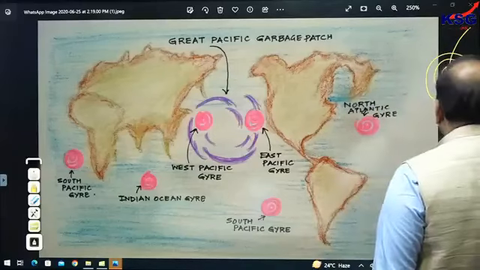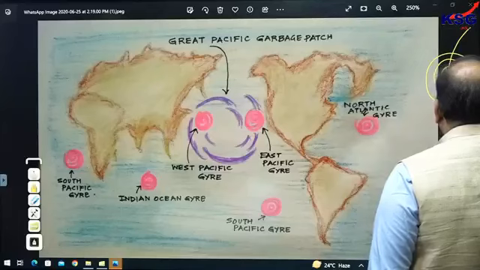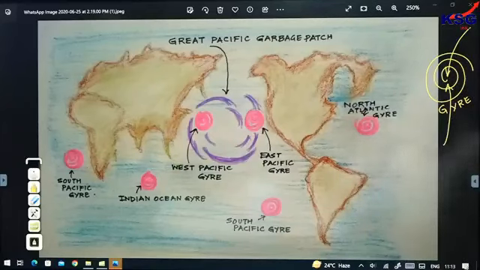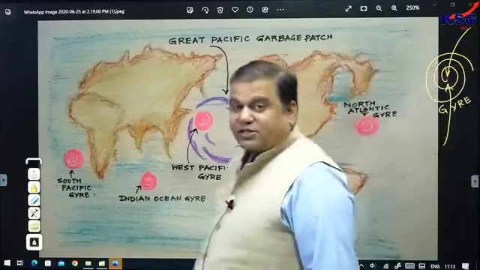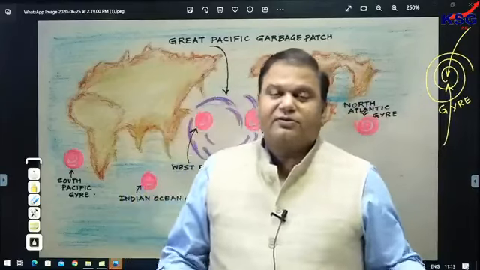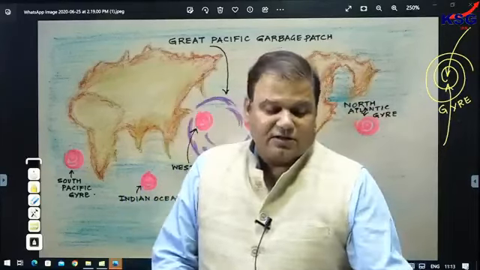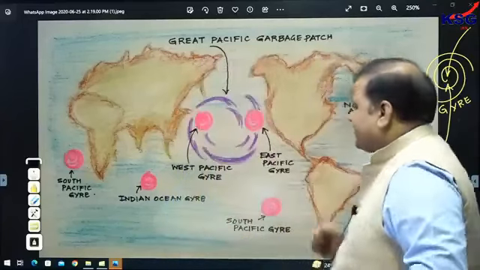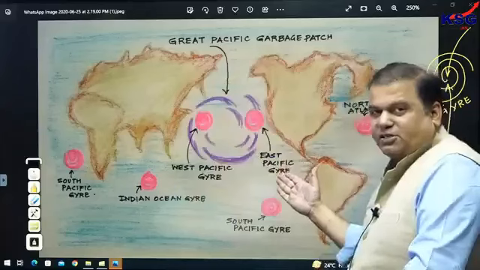Now this whirling of oceanic water is called as what? This is referred to as gyre. Clear? This is referred to as gyre. So we can see that some of the biggest water gyres are present in the Pacific Ocean. One is your West Pacific gyre and second is East Pacific gyre.